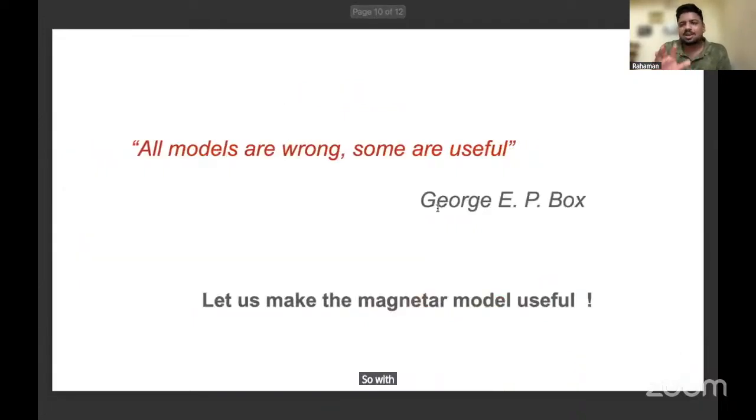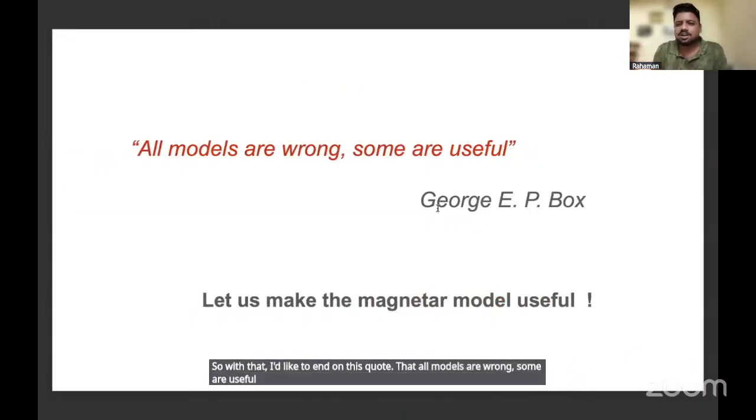So with that, I'd like to end on this quote: all models are wrong, some are useful. So with these predictions, let us make the magnetar model useful. Thank you very much.